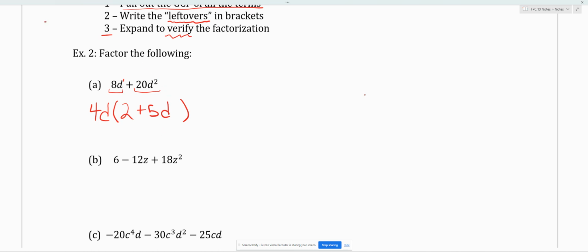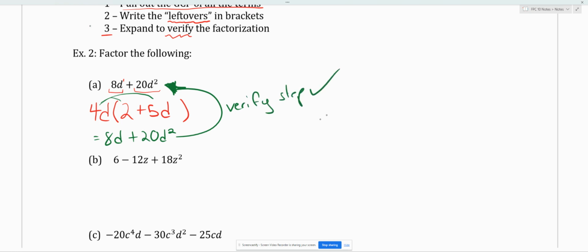And this is the one time I'm going to do it in this lesson to save time, but you can always then verify to see, did I do this correctly? And of course, if I go 4d times 2, I'm going to get 8d, and 4d times 5d is going to give me 20d squared, which I am back to the original polynomial up here, okay? There we go. So that is our verify step. Okay, always a great way to check if you did things correctly.